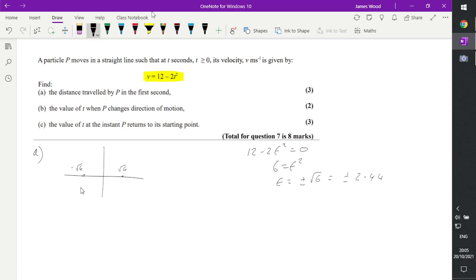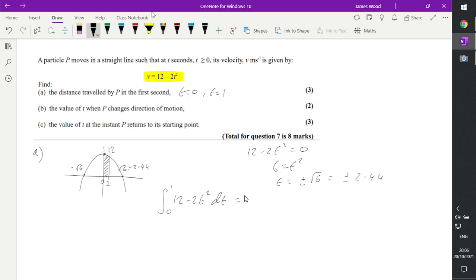And it's a negative quadratic, so it looks a bit like that. And this point here would obviously be 12. The distance travelled in the first second, well, root 6 was 2.44. So that's well within the positive bit. So I don't have to worry about doing two different areas here, because it's just a positive bit. But in the first second, so this is between t equals 0 and t equals 1. That's the first second, so 0 to 1. So I'm going to integrate to find the distance, 12 minus 2t squared between 0 and 1.